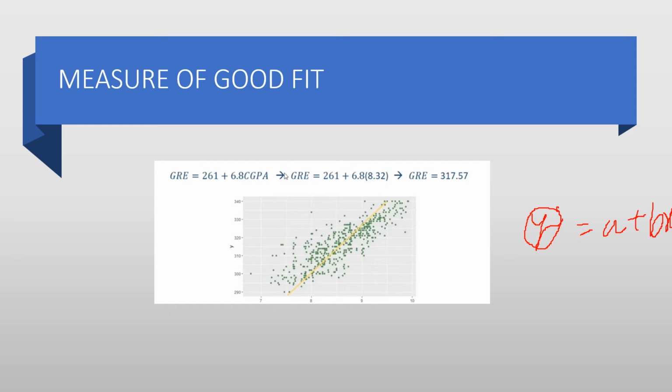So from that basic logic, we have found the values of a as 261 and b as 6.8, and from there we try to find out the GRE score for a CGPA of 8.32. Then the expected GRE score for an 8.32 CGPA student is 317.57.